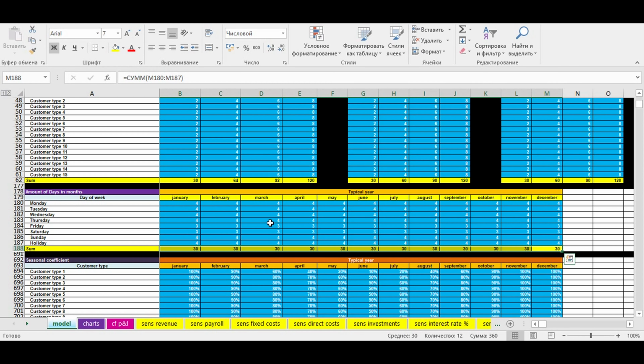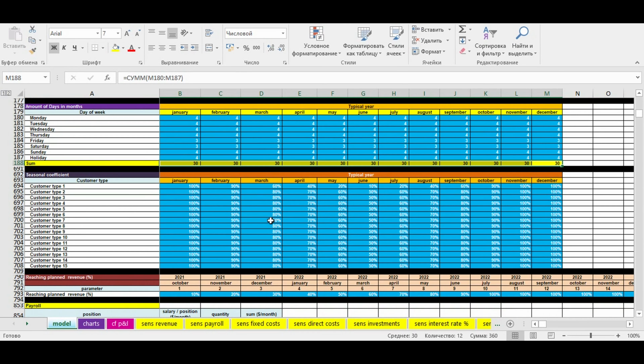In the next block of inputs, we enter seasonal coefficients for each type of customer. For example, our revenue can decrease in January and increase in September. In this table, the parameter value of 100% is maximum. So, here we describe the seasonality of revenue for each type of customer.